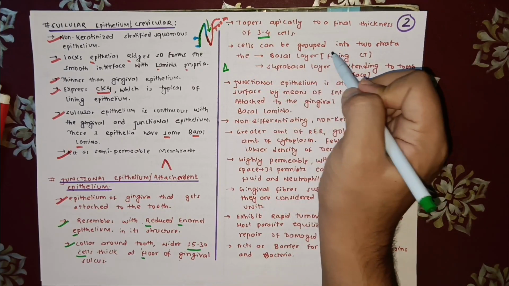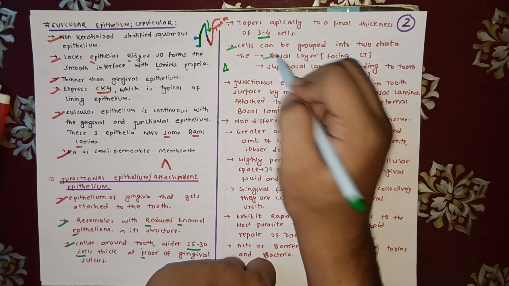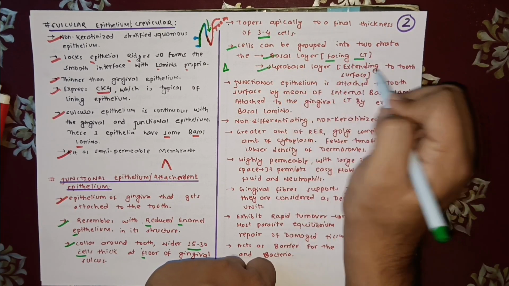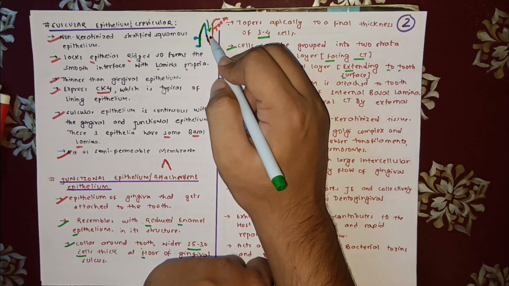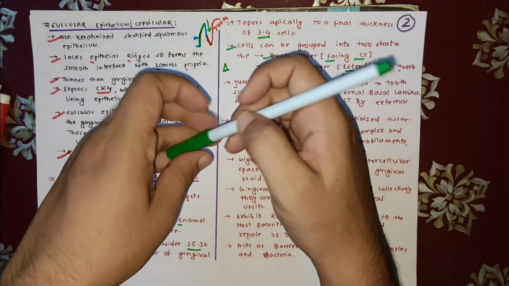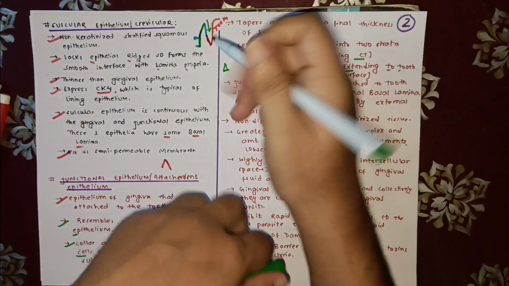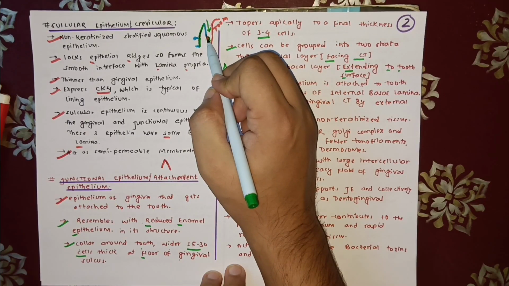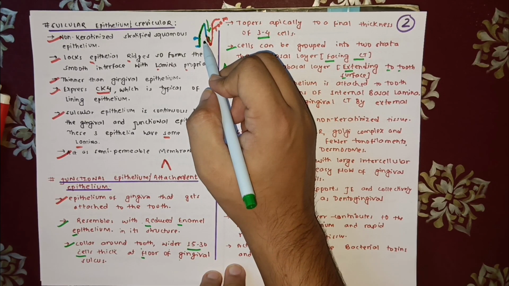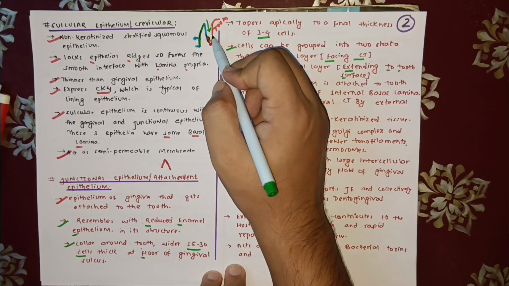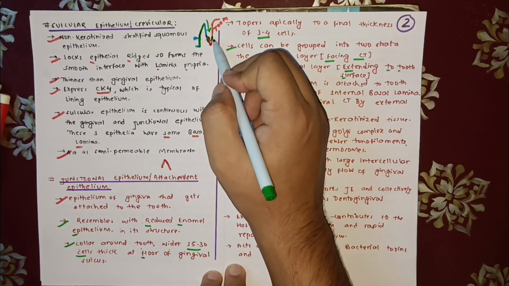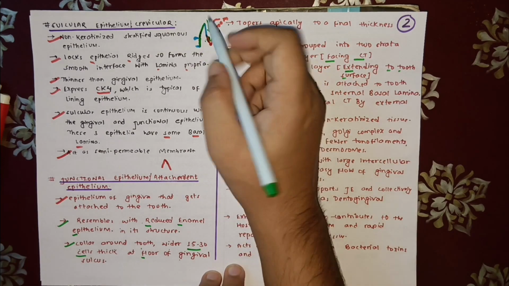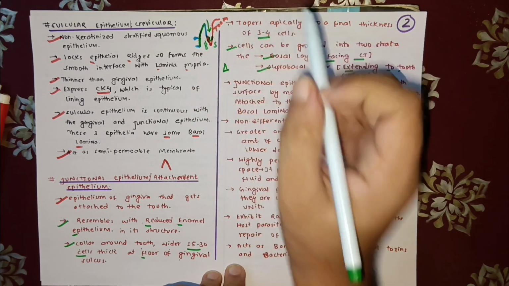After that, the cells can be grouped into two strata: one is the basal layer and the other is the suprabasal layer. The basal layer is facing the connective tissue, and the suprabasal layer is extending to the tooth surface. I'll show you here. On this side we can see that the junctional epithelium is meeting the connective tissue, but on this side it is meeting the tooth structure. So it is the suprabasal layer here, and it is the basal layer at this side.